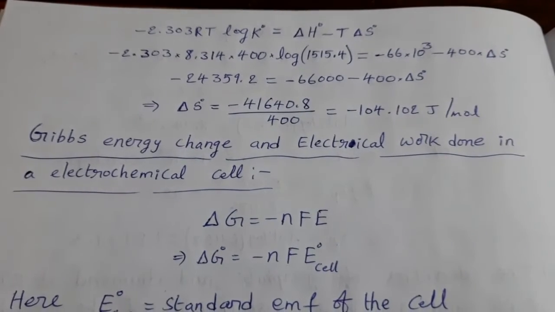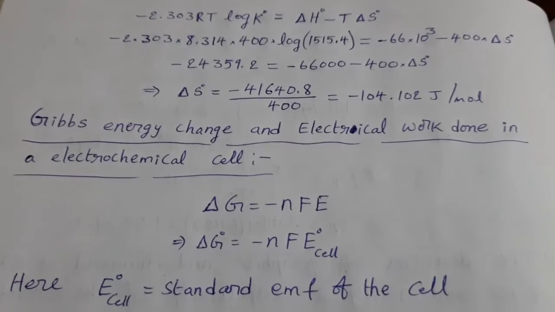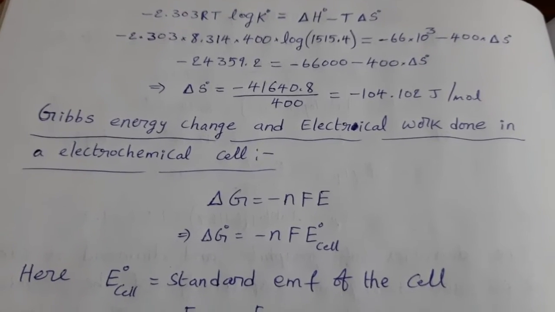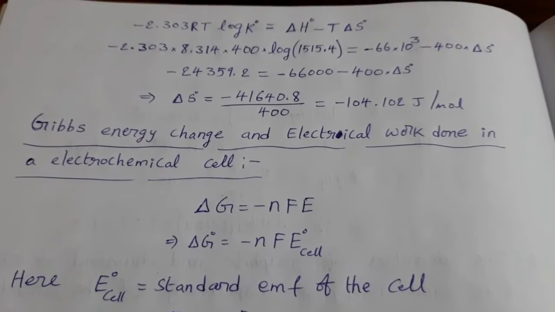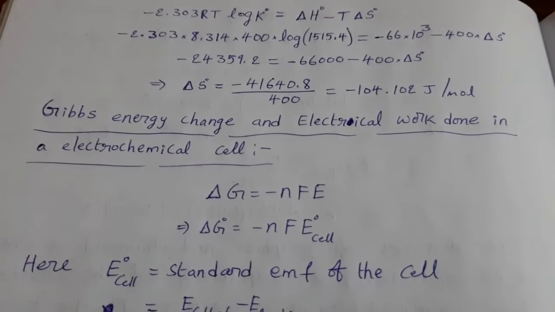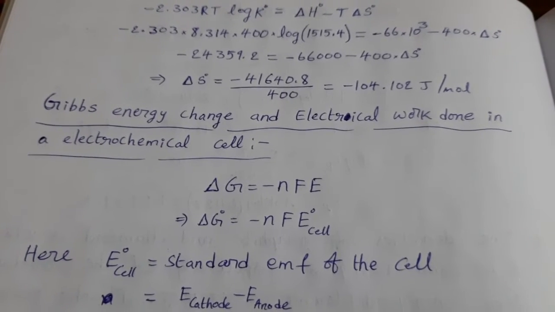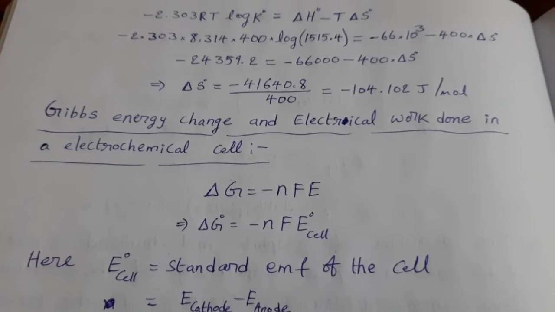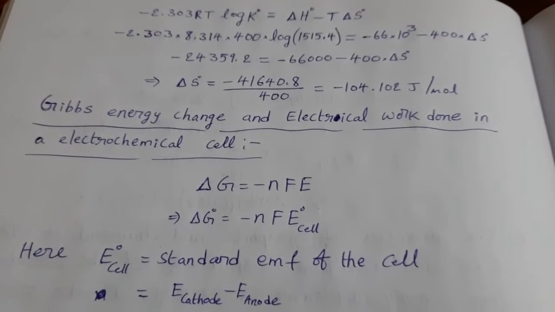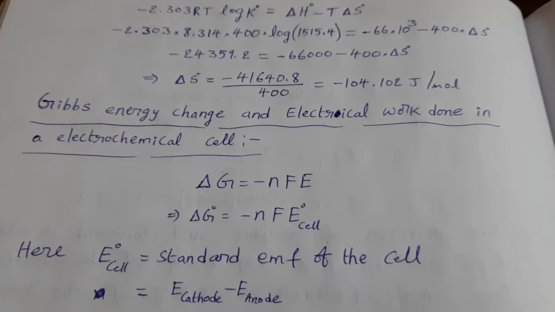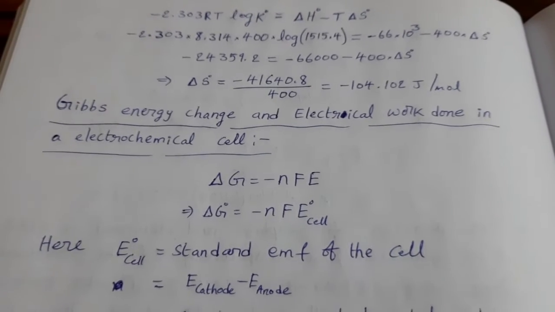Next, Gibbs energy change and electrical work done in an electrochemical cell. Students, remember carefully, this electrochemical cell you will learn in electrochemistry in class 12. That means in plus 2 level in electrochemistry chapter you will learn about this electrochemical cell. It's very simple. By using redox reactions, how can we produce electrical energy? That is studied in electrochemical cell.